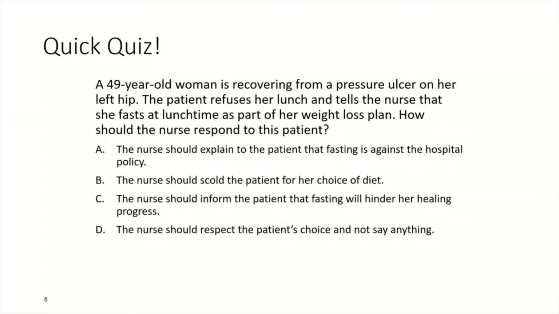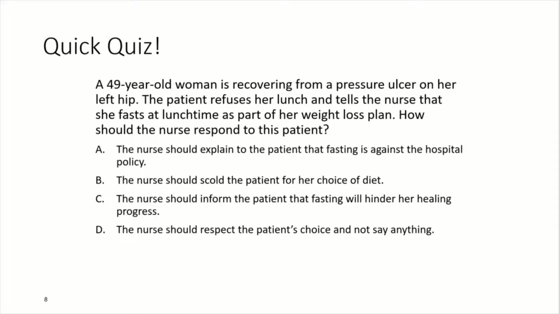Quick quiz. A 49-year-old woman is recovering from a pressure ulcer on her left hip. The patient refuses her lunch and tells the nurse that she is fasting at lunchtime as part of her weight loss plan. How should the nurse respond to the patient? A: The nurse should explain to the patient that fasting is against the hospital policy. B: The nurse should scold the patient for her choice of diet. C: The nurse should inform the patient that fasting will hinder her healing process. D: The nurse should respect the patient's choice and not say anything.